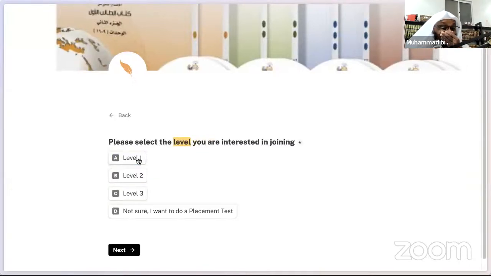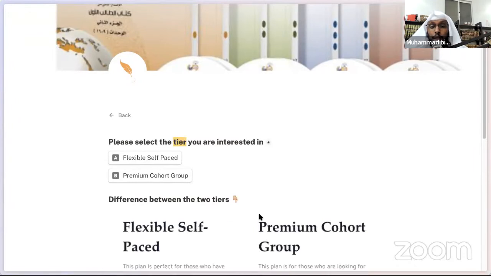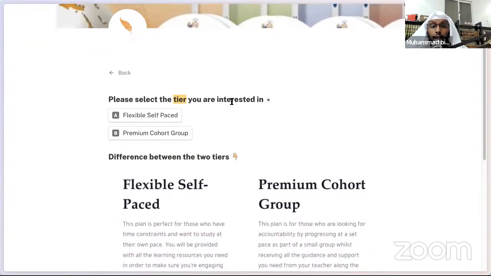Select your gender. Then you select the level you're interested in joining. Now, you might know that you need level 1 because you're a total beginner, and maybe you've been waiting all this time to join level 3. Level 2 is not offered at the moment, but if that's your case, then pick level 2. Unless you pick level 1, if you pick either of these levels, you're going to do a placement test. And if you're not sure, just click on I'm not sure, I want to do a placement test.